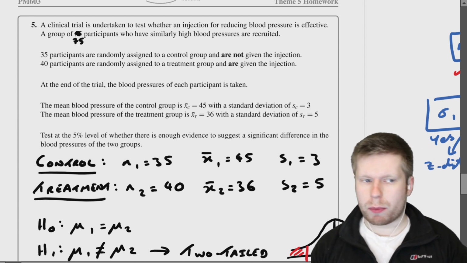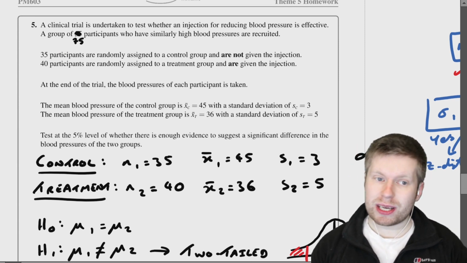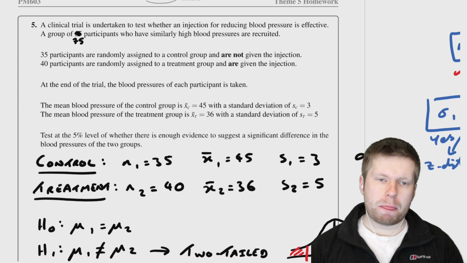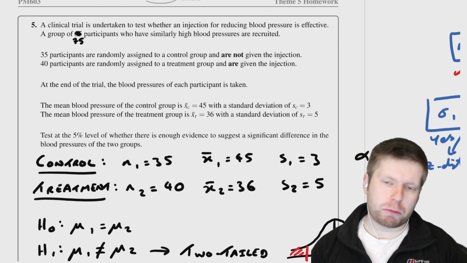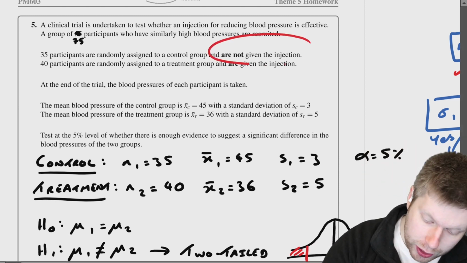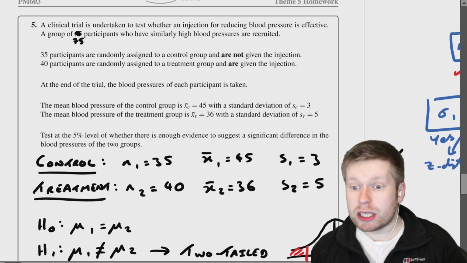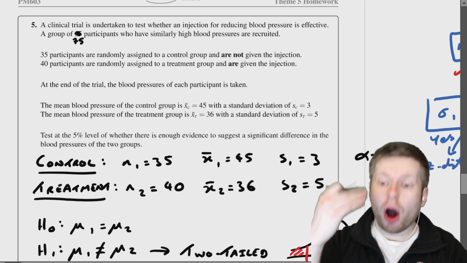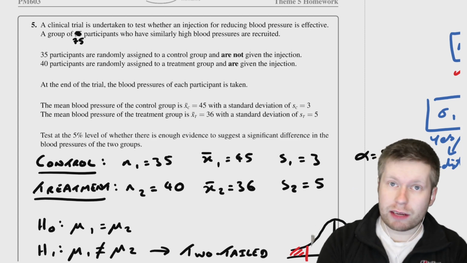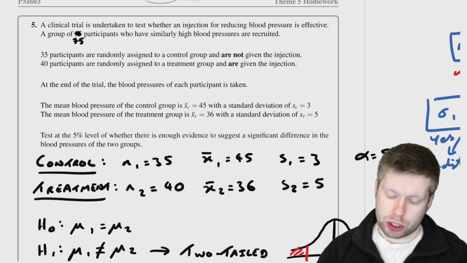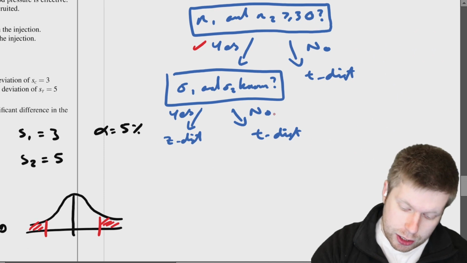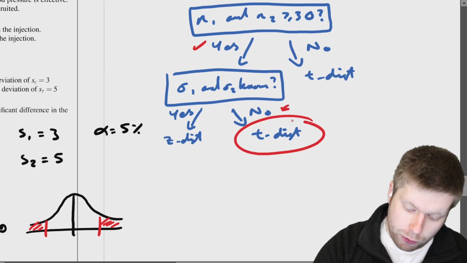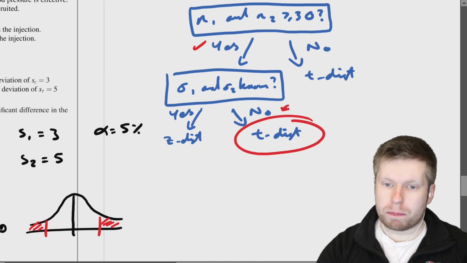Okay, this is a brand new treatment. It's never been tested before. So even if we did know the population blood pressure of the people who are not given the injection, like that's reasonable, we could know that. We wouldn't know the population standard deviation of the people that are given the treatment, because it's brand new. It's never been tested, so we don't know what that population standard deviation should be. So the answer to that question is no, therefore we have to use a T distribution.